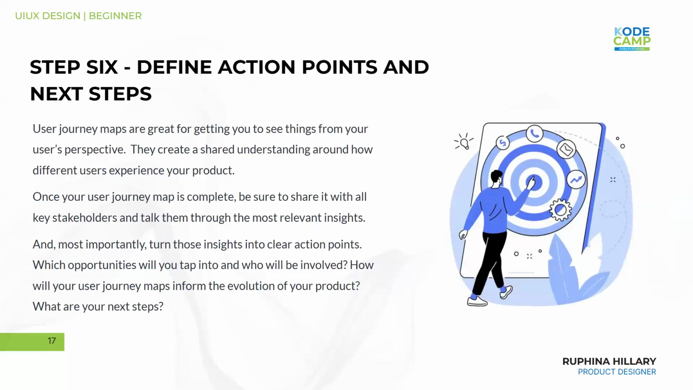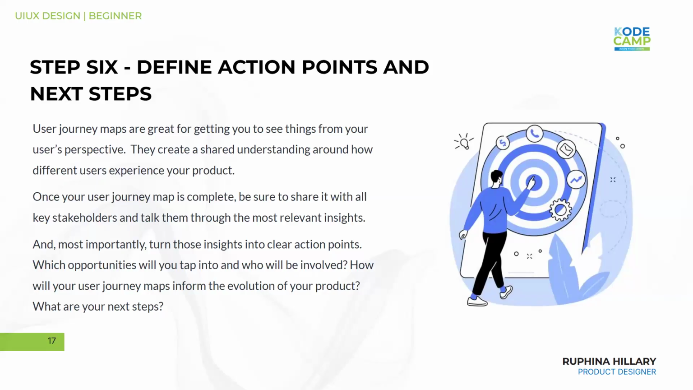To define action points and next steps, you have identified your emotions, your thoughts, their pain points, and all that. And you have gotten an opportunity. So now you have to define your action point and what's your next step. Which of this are you implementing? What are you doing next?